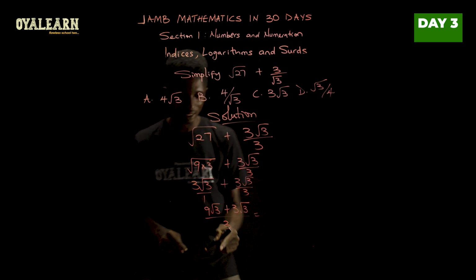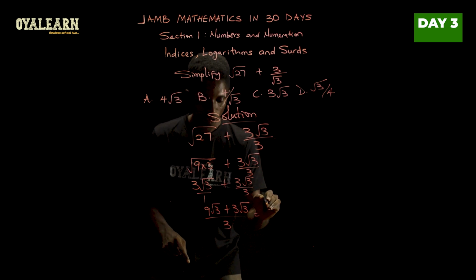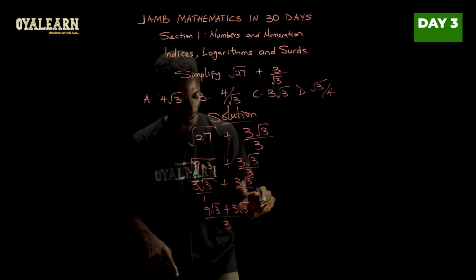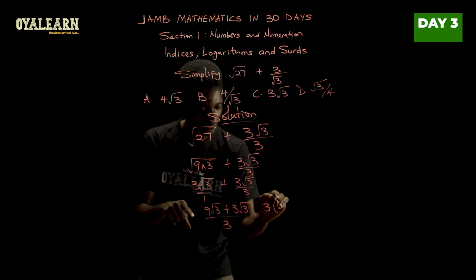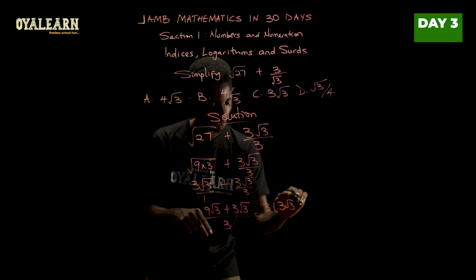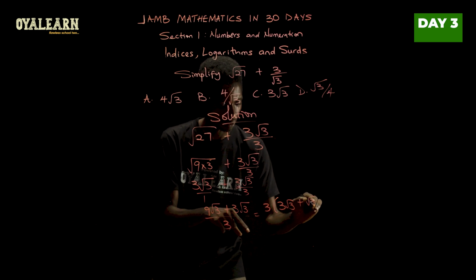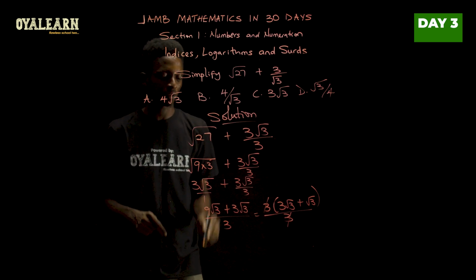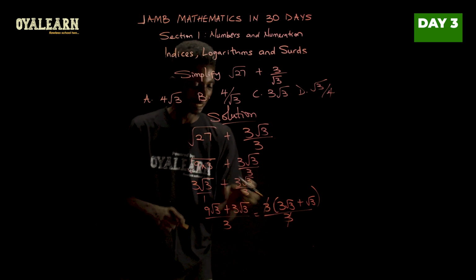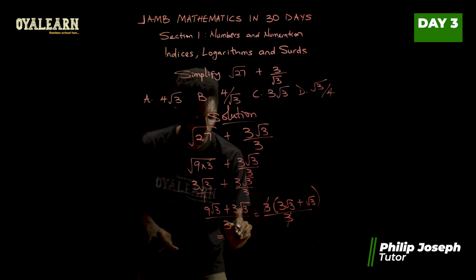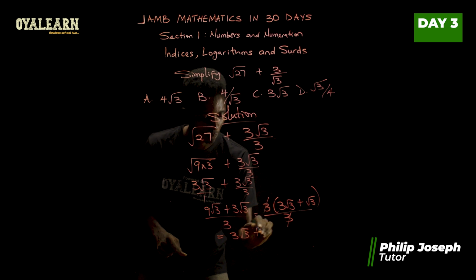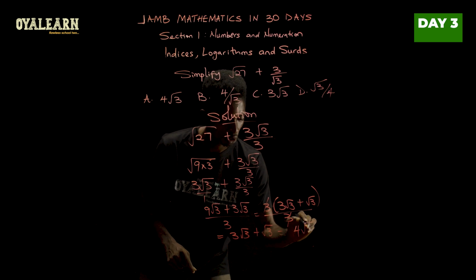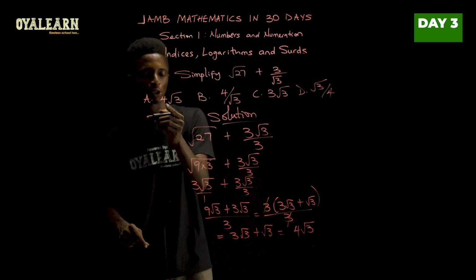Now we can simplify this by looking at what they have in common. So they have 3 in common. That will leave us with 3 surd 3 here plus surd 3, all over 3. So 3 can then cancel 3. That's why we factored it out, so that it can cancel out like this. So our final answer would then be 3 surd 3 plus surd 3, which is 4 surd 3. So the correct option is A.